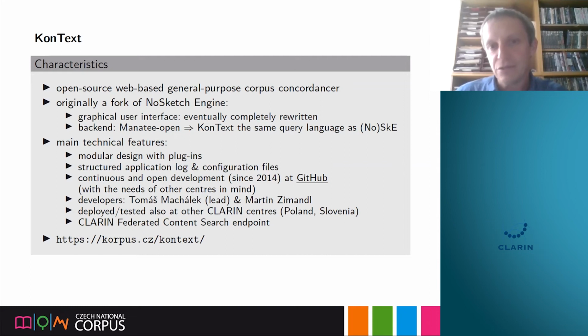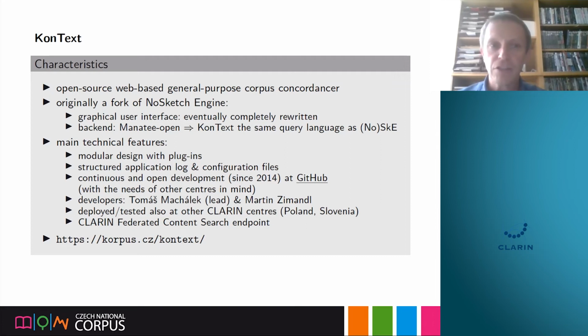by finally rewriting the graphical user interface. So now the user interface is completely rewritten, and there's no common code, I would say, with NoSketch Engine. On the other hand, the backend is the same. So we are using Manatee Open, which means that we also share the query language. So the same CQL that you can use in Sketch Engine or NoSketch Engine is exactly the same CQL that you can use with KonText.